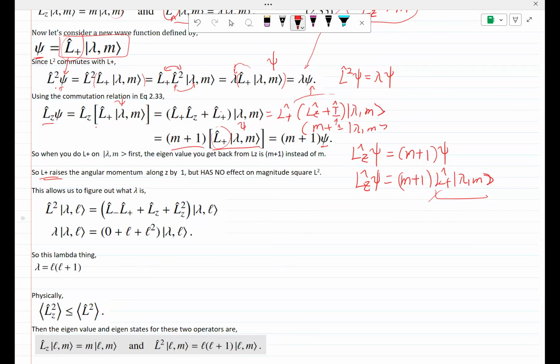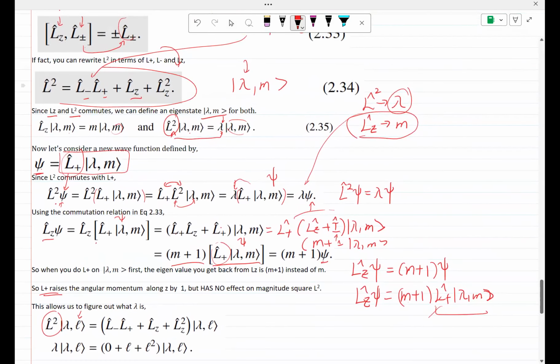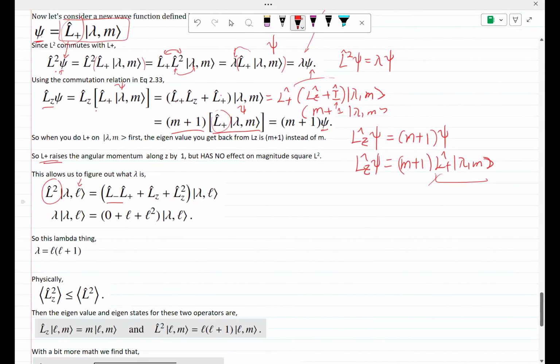So what that allows us to do is a bunch of algebra steps. We know L squared on some state, and instead of calling it lambda and M again, we're going to try to figure out what this lambda actually is, by replacing L squared with this other algebraic function up here, where you have a plus minus operator. Be really careful: instead of lambda and M, we use lambda and L. This little L is going to turn out to be the magnitude of the angular momentum.